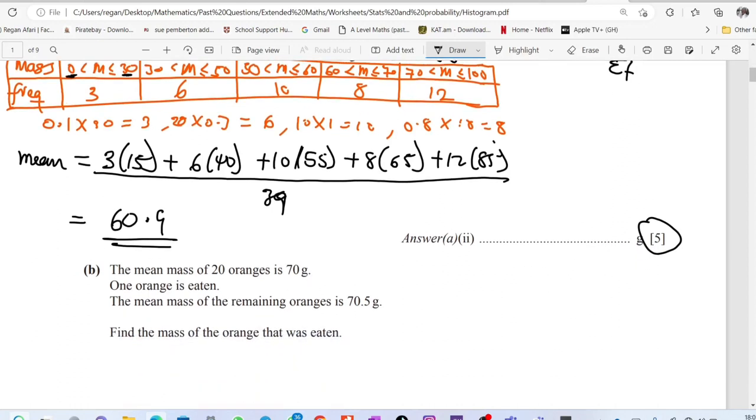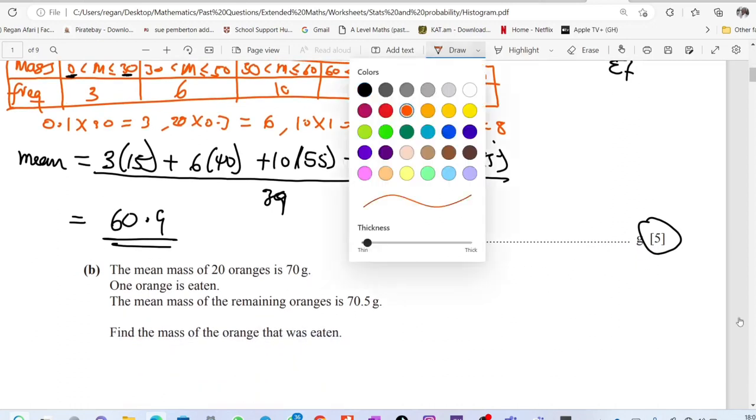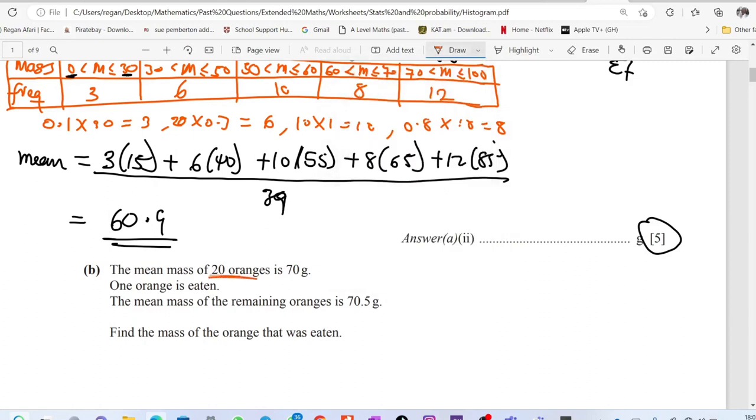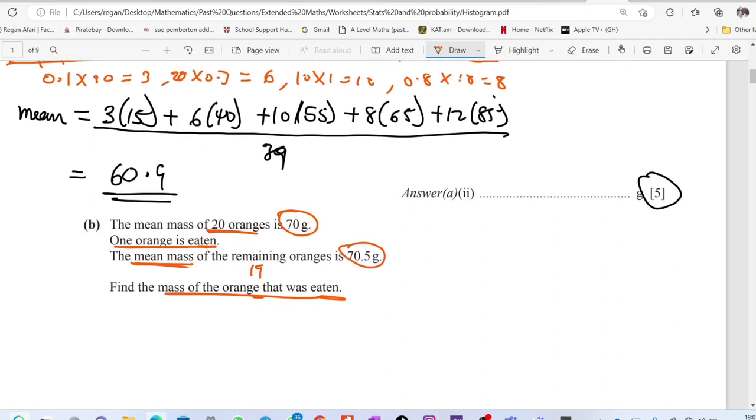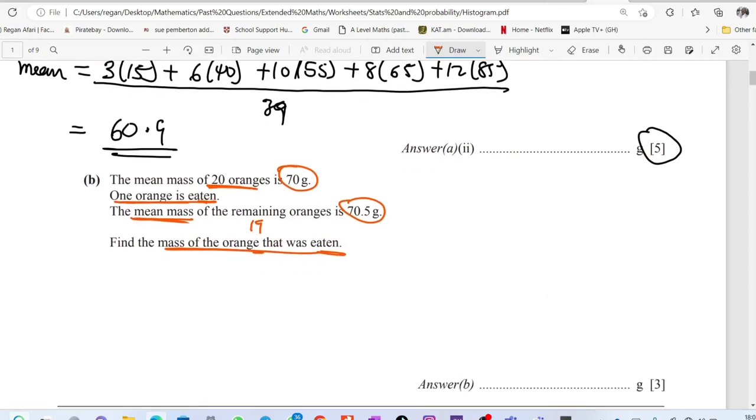All right, the next thing is they are telling us the mean of 20 oranges is this, and then the mean of 19 oranges. Why 19? Because 1 orange was eaten, right? So you want to find the mass of the orange that was eaten, no problem. So find the total mass when you had 20 oranges, find the total mass of 19 oranges, and then subtract, that gives you the one that was eaten, right? Sure, so that's what we're going to do.